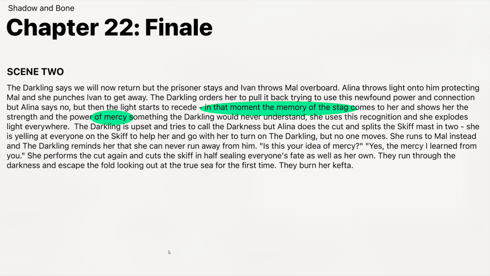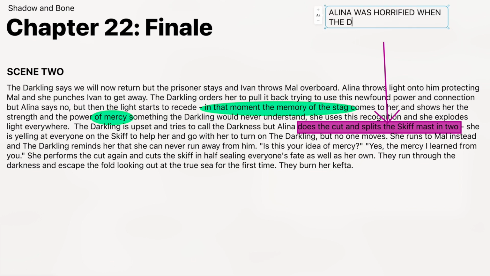The Darkling is upset and tries to call the darkness, but Alina does the cut, which is huge, and splits the skiff mast in two. If you remember, the cut is what the Darkling did to a human, and Alina was horrified when the Darkling did this in the beginning of the book. This is really important. I'm gonna come back to it in a moment.